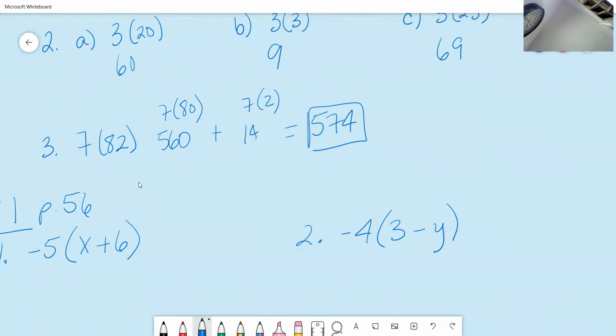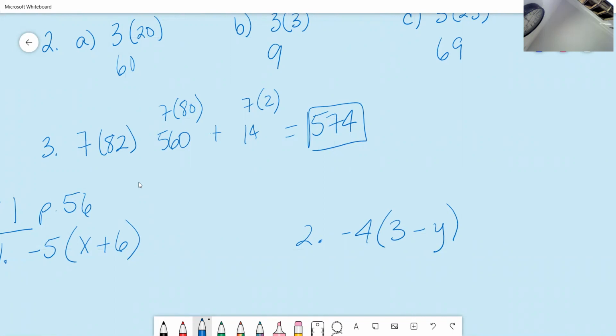Now also with B, we have two variables here, so we won't be able to simplify them into an actual answer like the first one. But just know that 4 times m plus n is equal to 4 times m plus 4 times n.